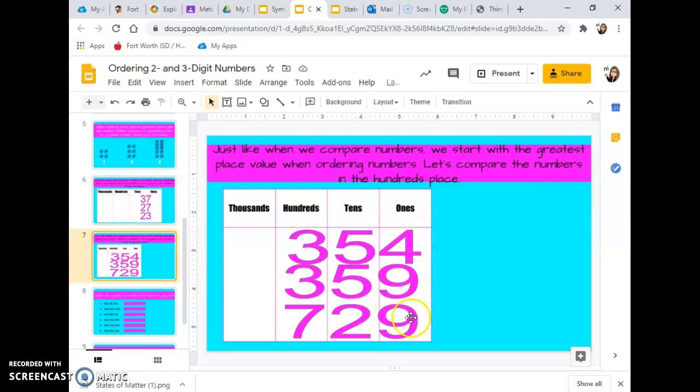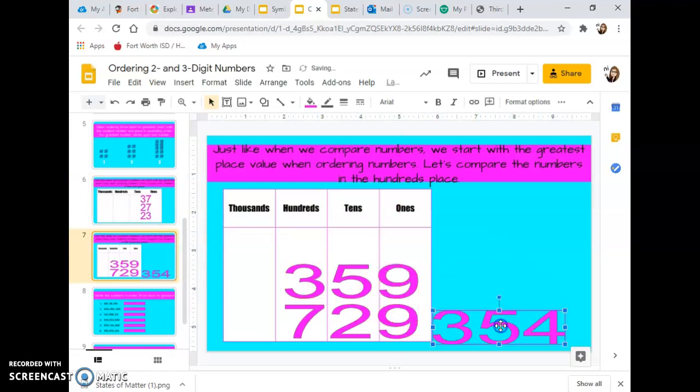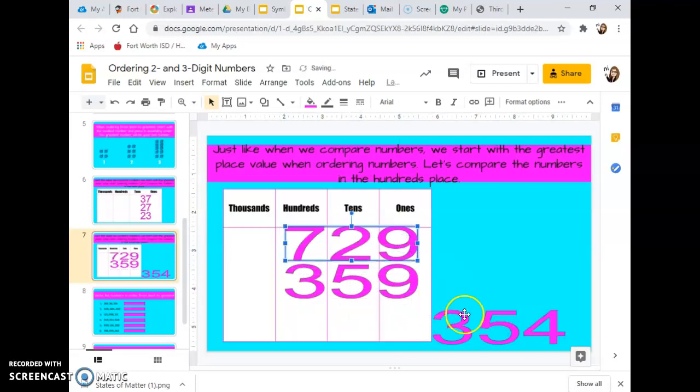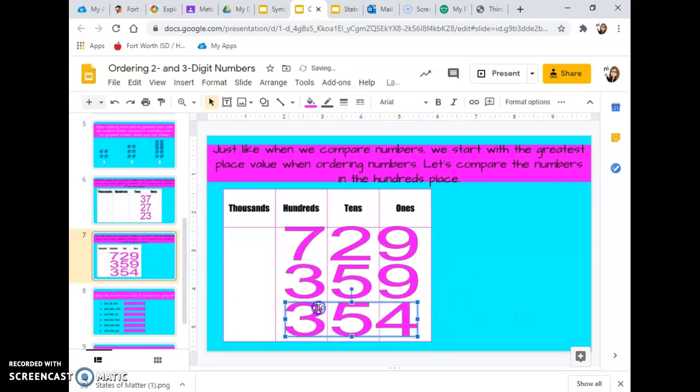Same goes for our hundreds place. So 354 was the smallest, so it would actually be at the end. From greatest to least, we're starting with our biggest number. We're moving to the smallest number, ending with it. 729 was the biggest, 359 was in the middle, 354 was the smallest, so greatest to least.